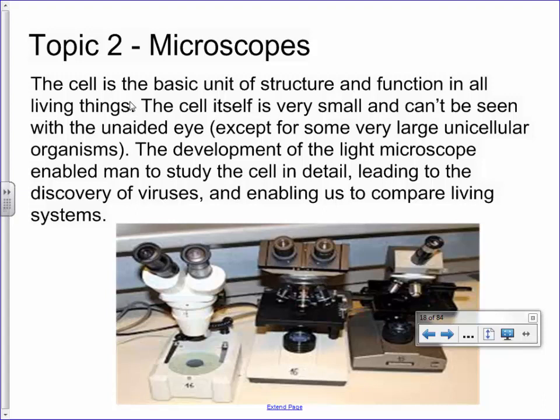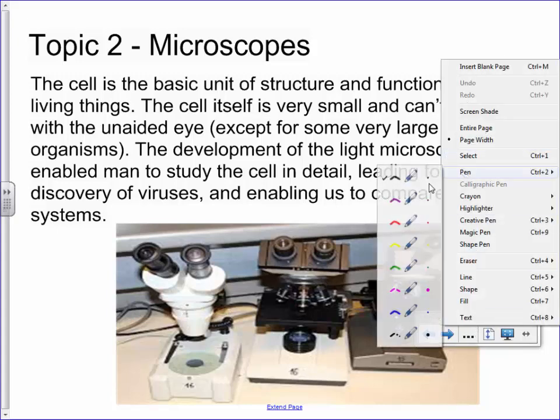So, introductory slide here. If the cell is the basic unit of living things, we need to be able to see it. And unfortunately, most cells we cannot see. There are actually a few unicellular, that means like one cell organisms that are big enough for you to see, but for the most part, if you want to see a cell, you need to be able to zoom in with a microscope. Okay. The main type of microscope we're going to work with is the light microscope.